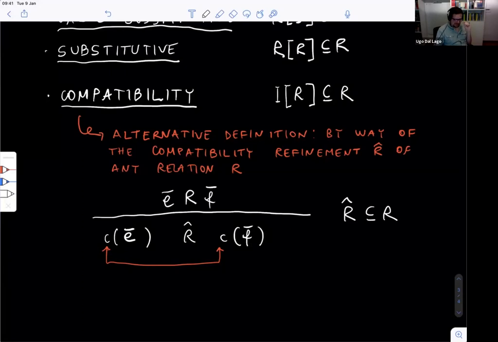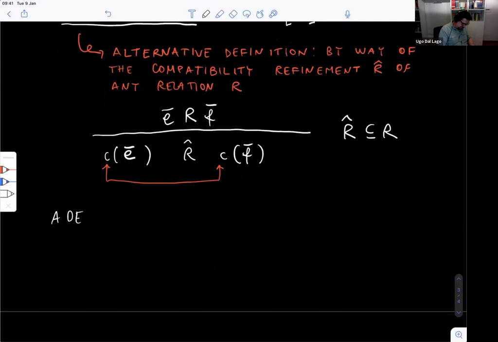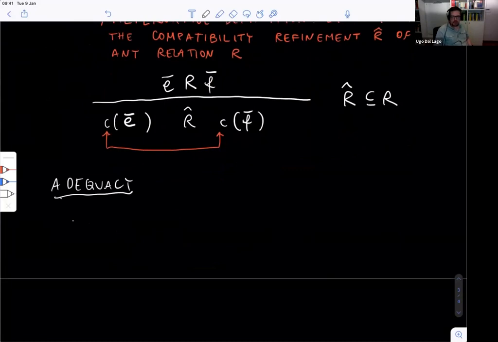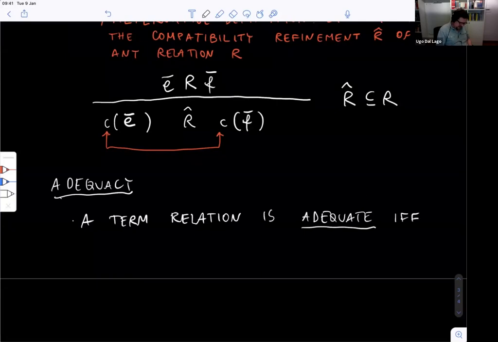Let's go to the other one, adequacy. So a term relation is adequate if and only if, and this is quite important, whenever you have two computations E and F related at the type bool, nothing more, then the operational semantics of E must be exactly the same as the operational semantics of F.